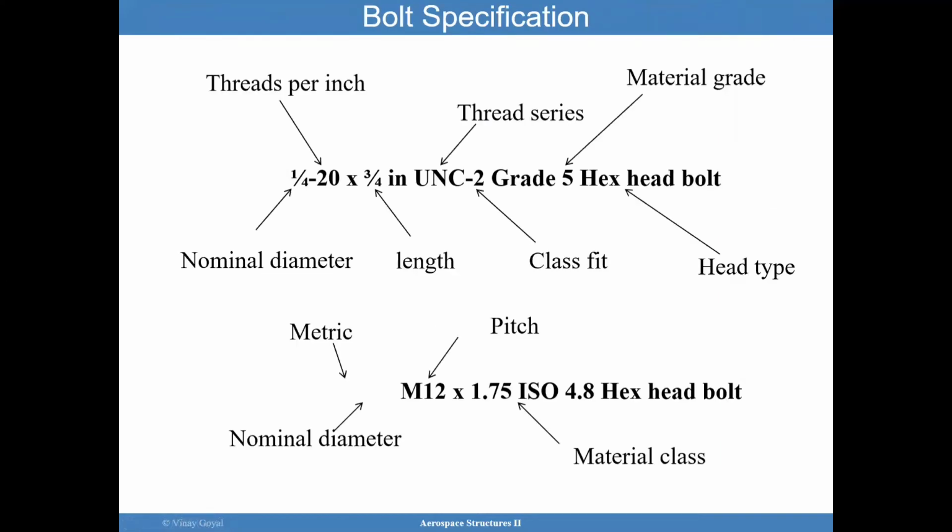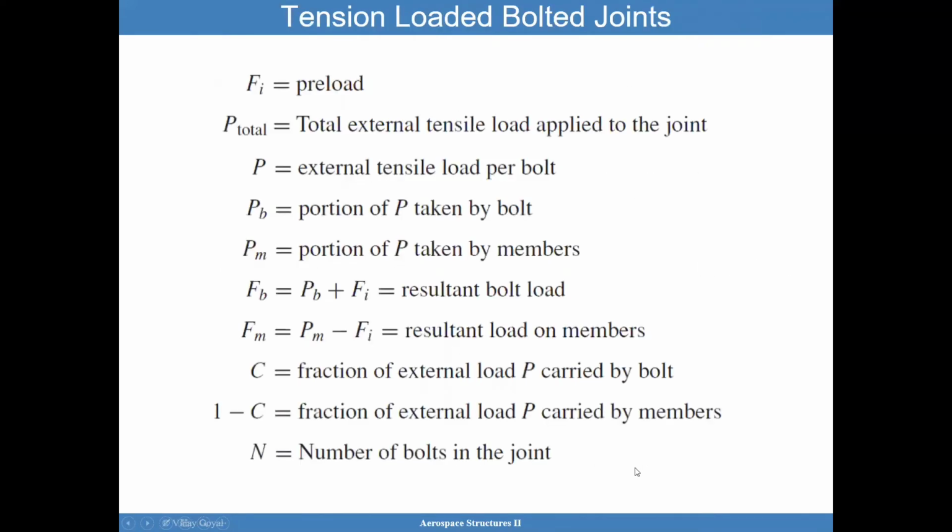Here's more additional information on bolt specifications. Typically, we'll have information on nominal diameter, the threads per inch, the length, the thread series, the class fit, the material grade, and the head type. You may also find metric information, pitch, material class, and so forth.